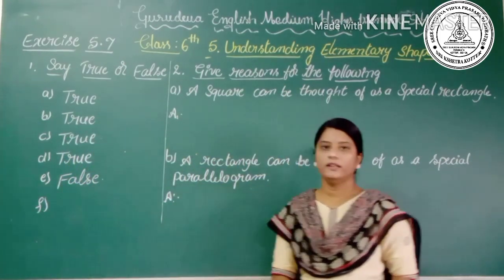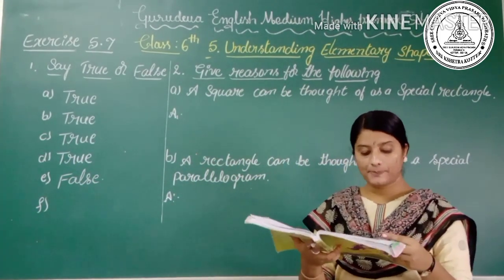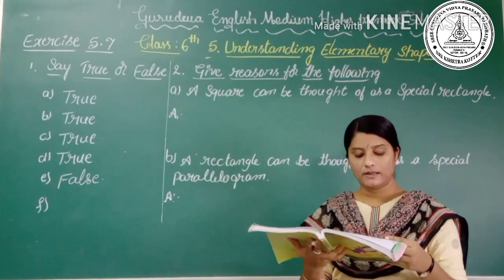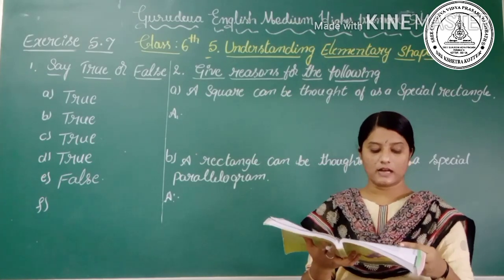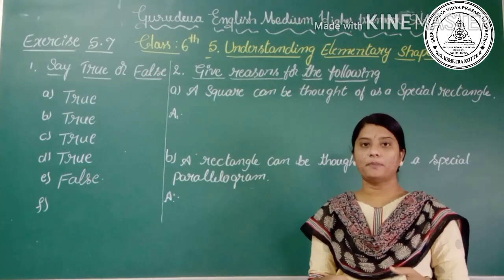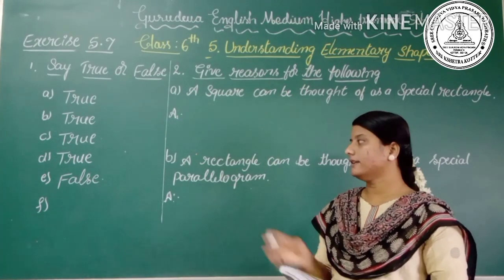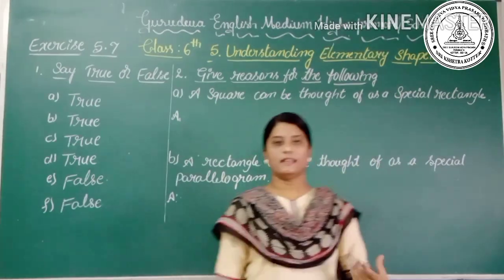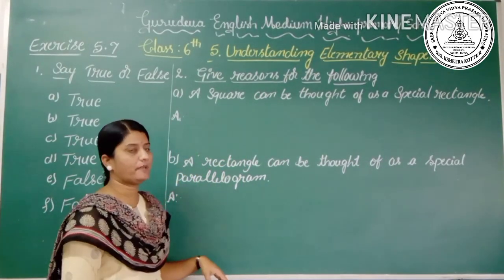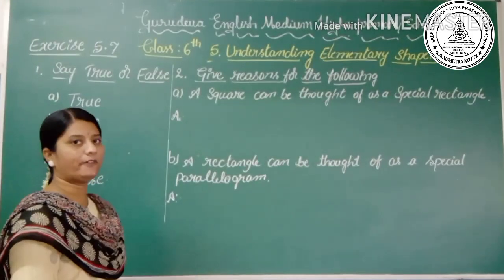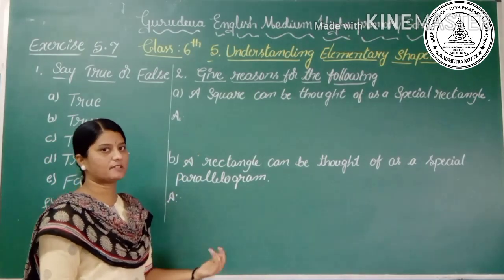Then F question: The opposite sides of a trapezium are parallel? No, why? Because the opposite sides are not parallel to each other, right? So the statement is false. Then let's go to the second main question: Give reasons for the following. Here they have given some statements.